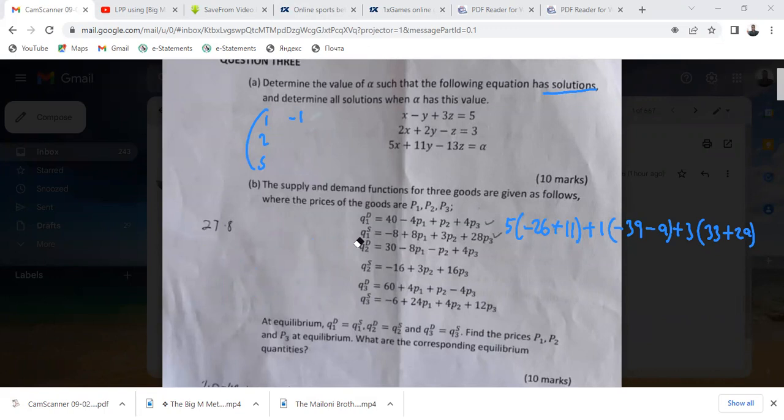So the same applies with the one that follows, part B. Chomba, how do you go about part B? Hello? How do you go about part B?